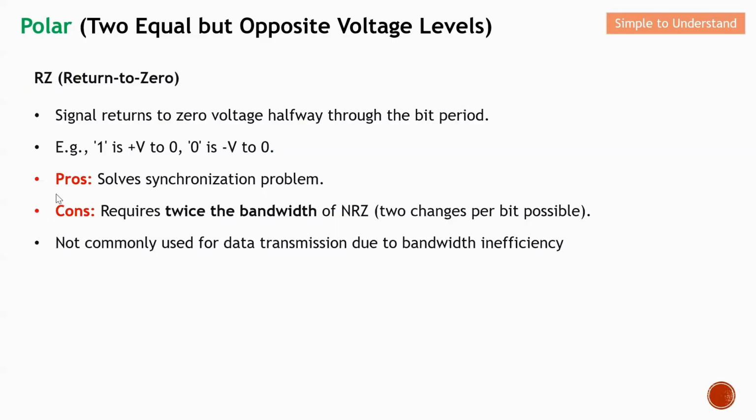Coming to the advantages when we use return to 0, you can see that they actually solve all the time synchronization issue. Okay, so regardless whether it is a string of 1 or a string of 0, you totally eliminate all the time synchronization problem. Coming to the disadvantage, it requires twice the bandwidth of non-return to 0, because you need to do 2 changes in 1 bit. Therefore, this is in fact not commonly used for data transmission, because of bandwidth inefficiency.